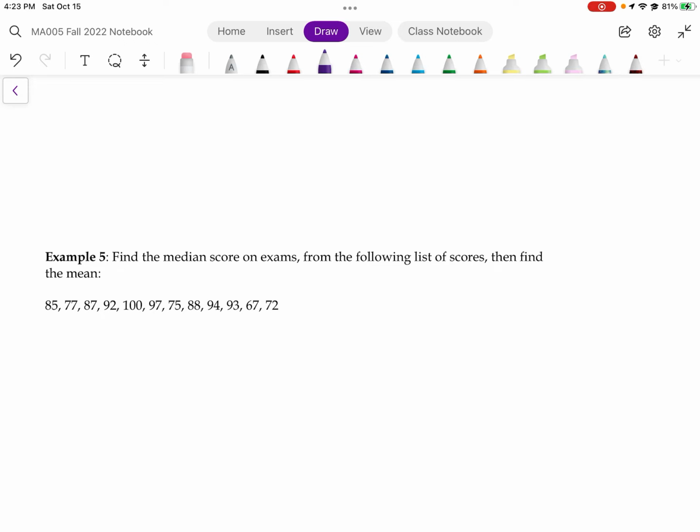All right, so hopefully you put these in order first. If you did not, your answer will be wrong: 67, and then 72. So here's what I recommend doing for this kind of problem: 67, you're going to cross out 72, then cross it out and go look for the next number. 75 is the next number, cross it out.